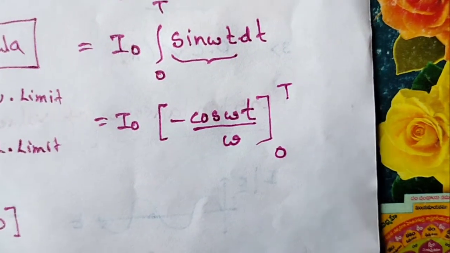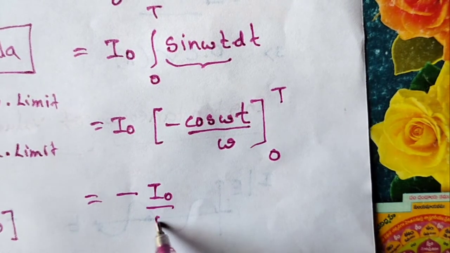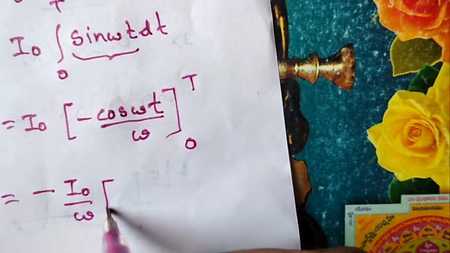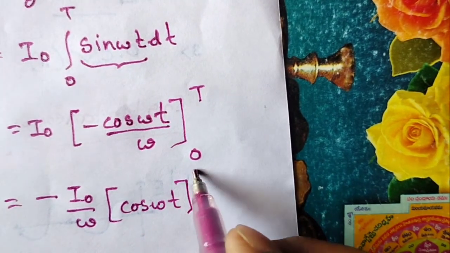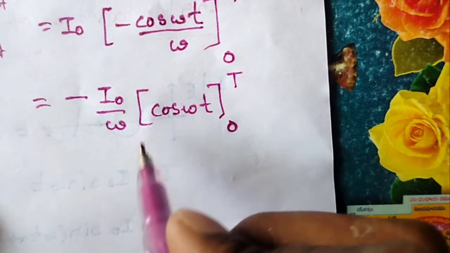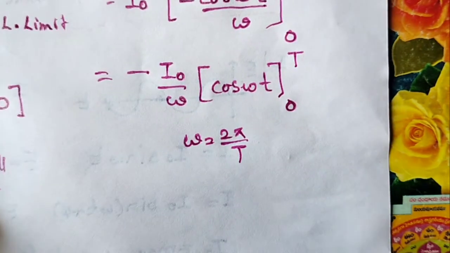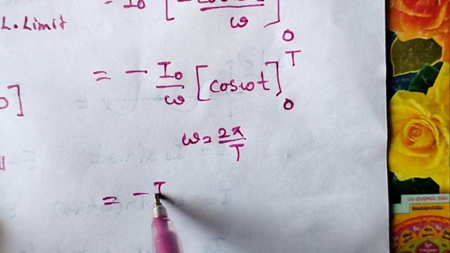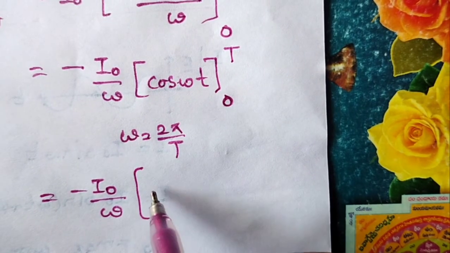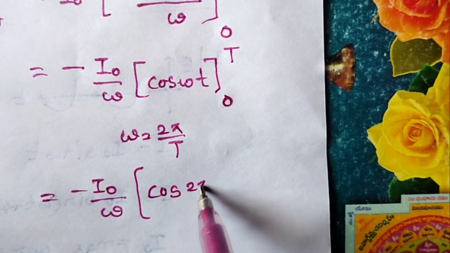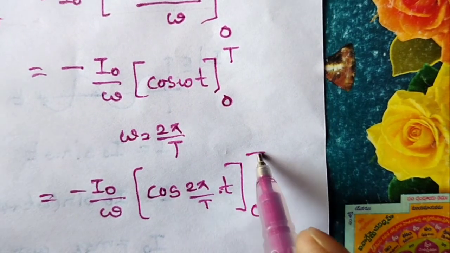Here the minus and I naught by omega are outside, and cos omega t has limits 0 to capital T. But omega is equal to 2 pi by T. What is the formula? Omega is equal to 2 pi by T. Substituting, minus I naught by omega, taking it as it is, but inside cos of 2 pi by capital T times small t with limits 0 to capital T.